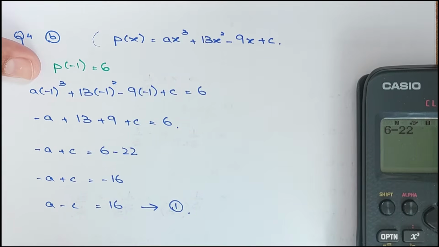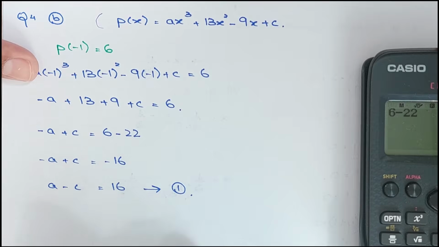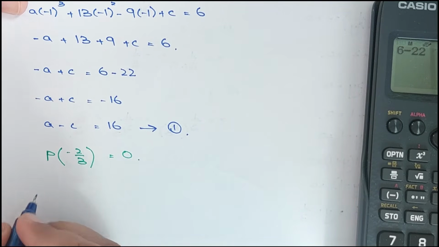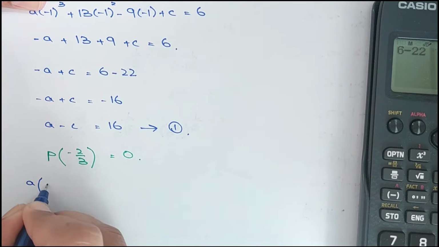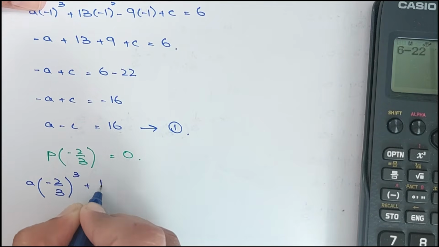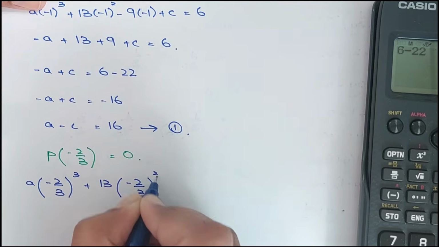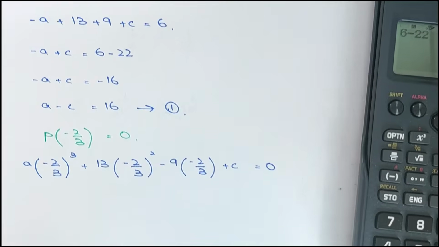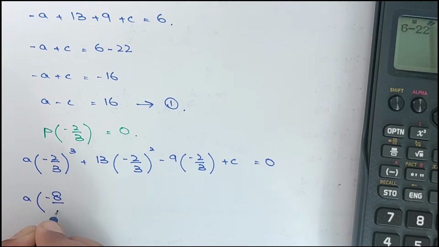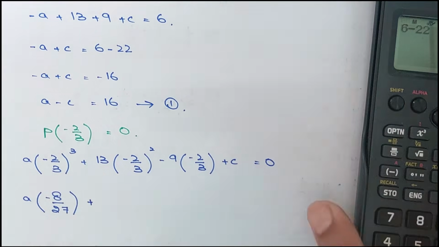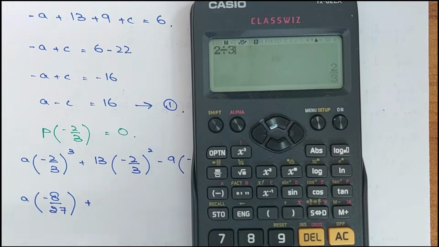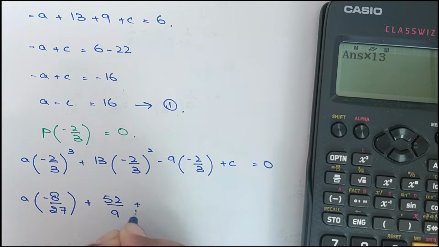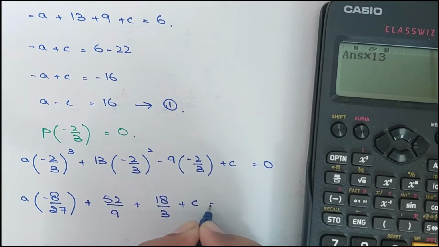Okay, now by the second condition, we can say p of minus 2 by 3 would be equal to 0 because it is a factor. Right. So a times (minus 2 by 3) whole cube plus 13 times (minus 2 by 3) whole square minus 9 times minus 2 by 3 plus c would be equal to 0. So this is a times minus 8 over 27, since 3 cube is 27, plus (2 by 3) square times 13 is 52 over 9, plus 2 times 9 is 18 over 3, plus c equals 0, right?